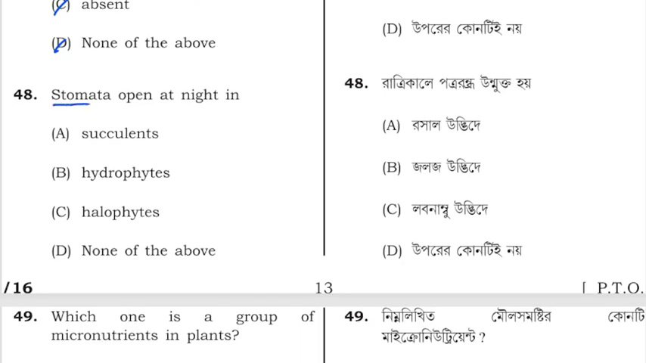Question number 48. Stomata open at night. Which type of organisms keep their stomata open at night? Option A succulents, option B hydrophytes, option C halophytes, or none of the above. So succulent plants keep their stomata open at night. During the day, they keep their stomata closed to avoid loss of water through the process called transpiration. So option A is correct.